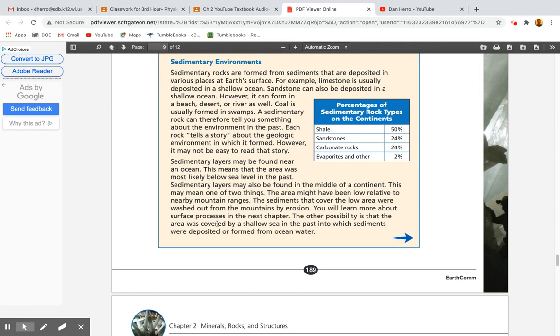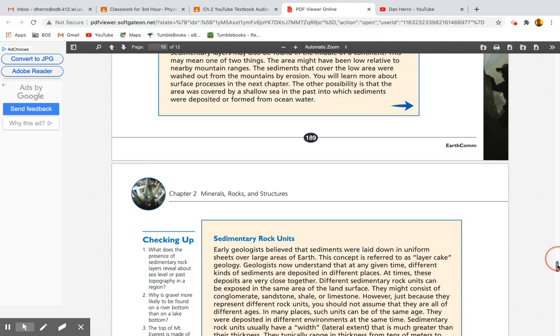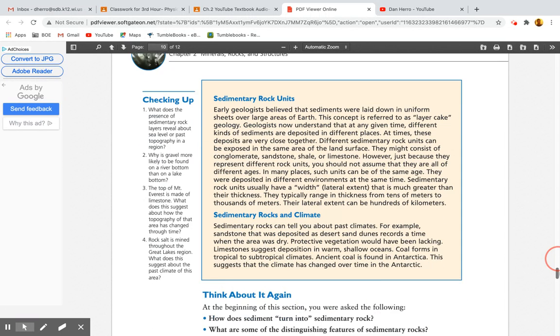The other possibility is that the area was covered by a shallow sea in the past into which sediments were deposited or formed from ocean water. So that's where you get your Devil's Staircase, that's where you get your Magnolia Bluff, and a lot of the different geologic features that we have here in southern Wisconsin, Rock County.